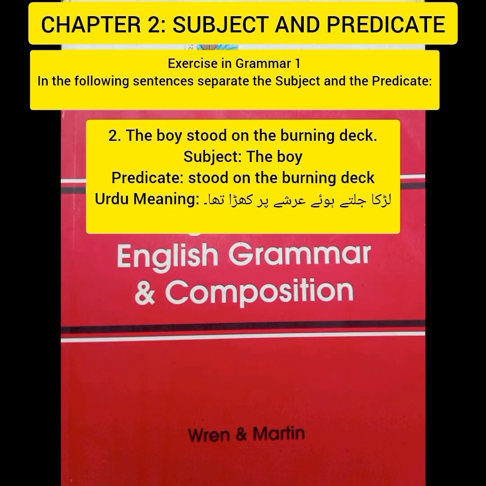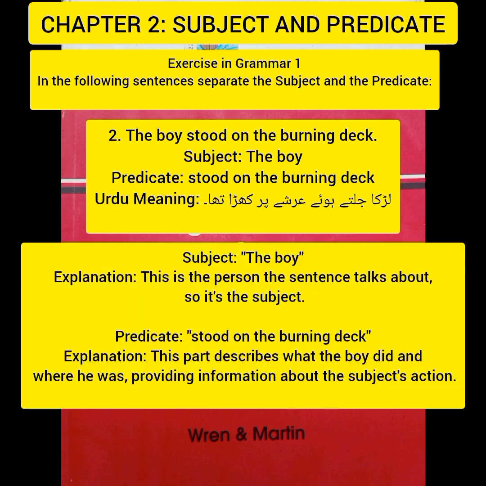2. The boy stood on the burning deck. Subject: the boy. Explanation: this is the person the sentence talks about, so it's the subject. Predicate: stood on the burning deck. Explanation: this part describes what the boy did and where he was, providing information about the subject's action.